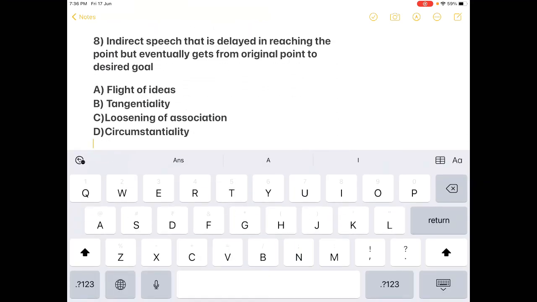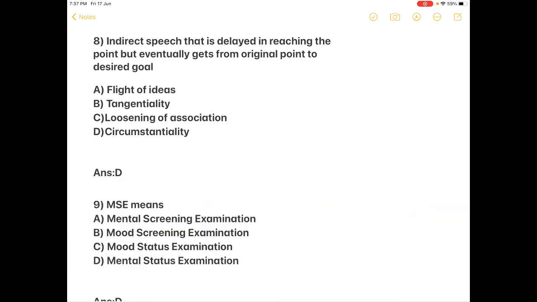This is a psychiatric question. Indirect speech that is delayed in reaching the point but eventually gets from the original point to the desired goal: A, flight of ideas; B, tangentiality; C, loosening of association; D, circumstantiality. The correct answer here is D.